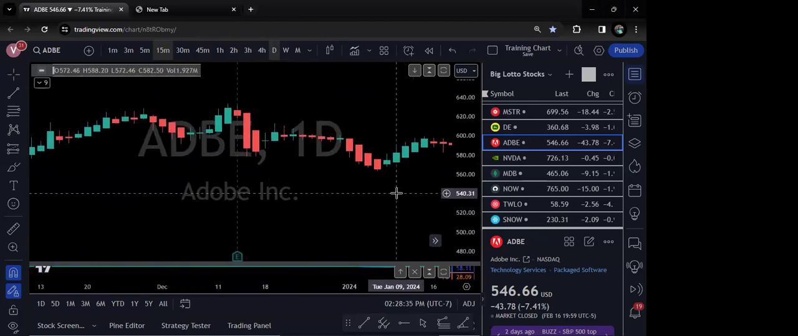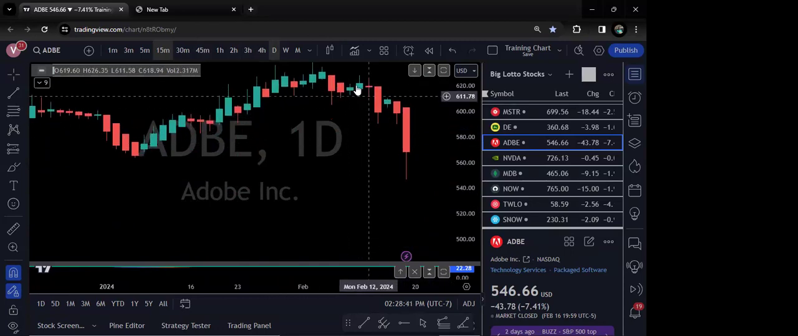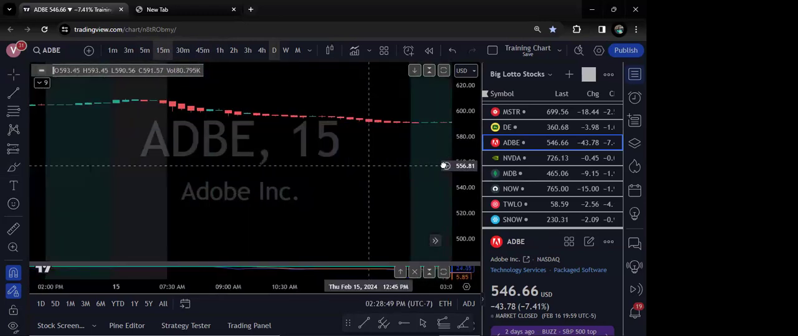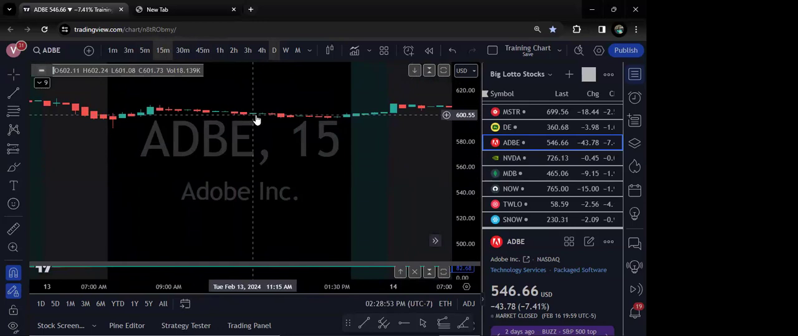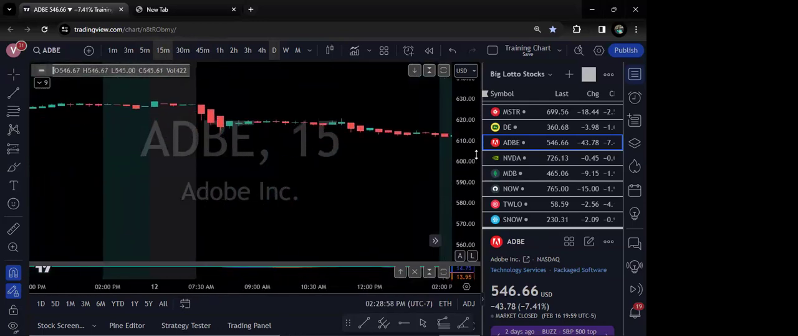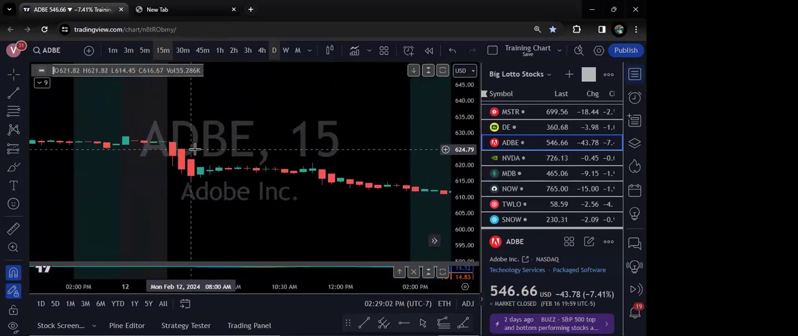Which day was this? So the doji was on the 12th. Sometimes the doji for Heiken Ashi and the doji for a regular candle are different. It's the 13th. This doesn't look like a doji.